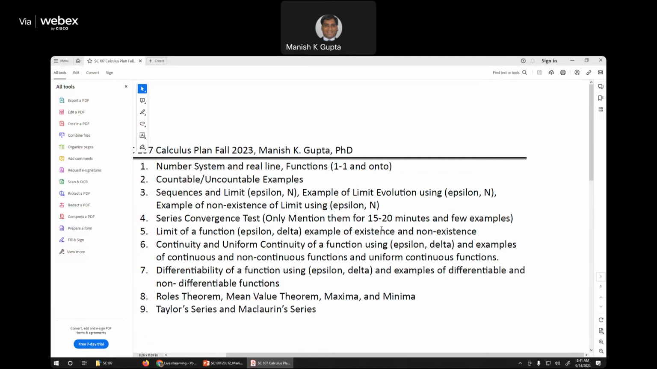So what is left? Only item number 2, which is countable and uncountable. बाकी तो हो गया. तो मैं दोबारा उसको भी स्ट्रेस कर देता हूँ, राइट? ओके, हो गया पूरा कोर्स रिवाइज.